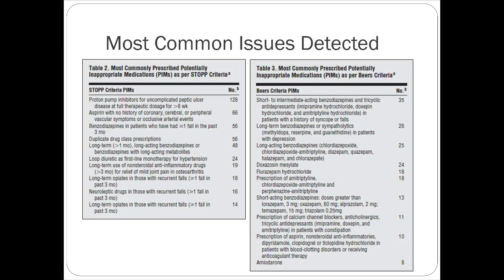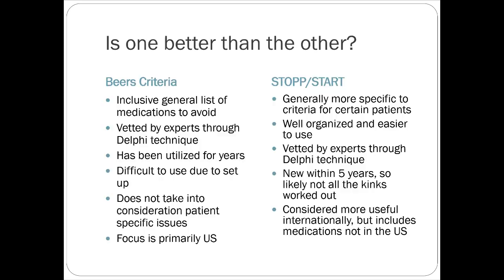Here are some issues detected, in case you're curious as to what was commonly found. So is one really better than the other? Beers criteria, again, is really just a general list of medications. It's vetted through experts. It's been utilized for years. It is kind of difficult to use just because, again, it's a list, and basically you're just cross-referencing it. It doesn't take into consideration patient-specific issues, and its focus is primarily in the U.S.